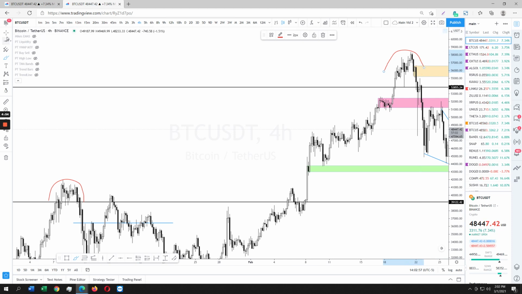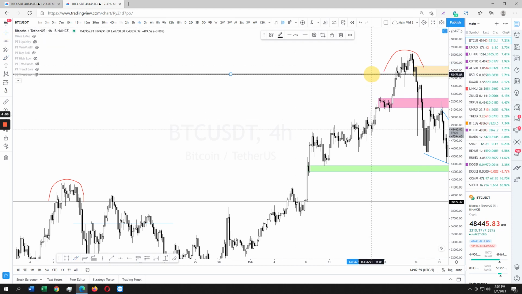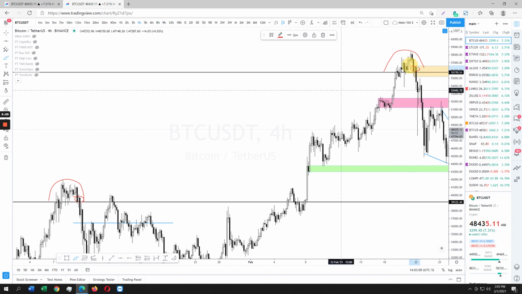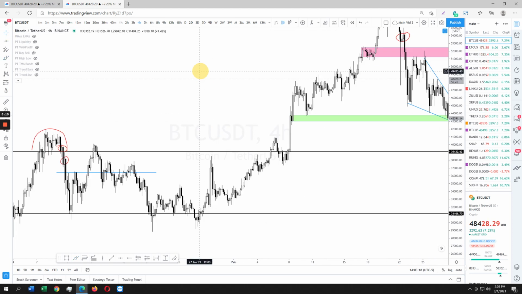Deviation. Let's move this up to the breakdown. Okay, that's the breakdown, right? Deviation, deviation. Breakdown order block. Came down. Second order block. Came down. Wait, I'm just getting started, guys.